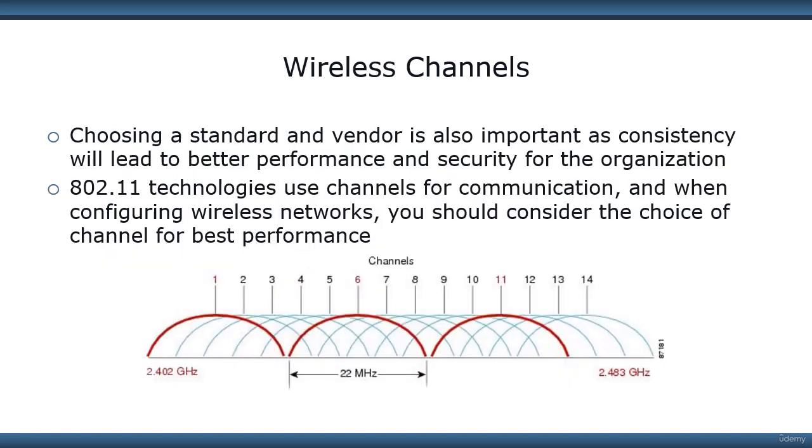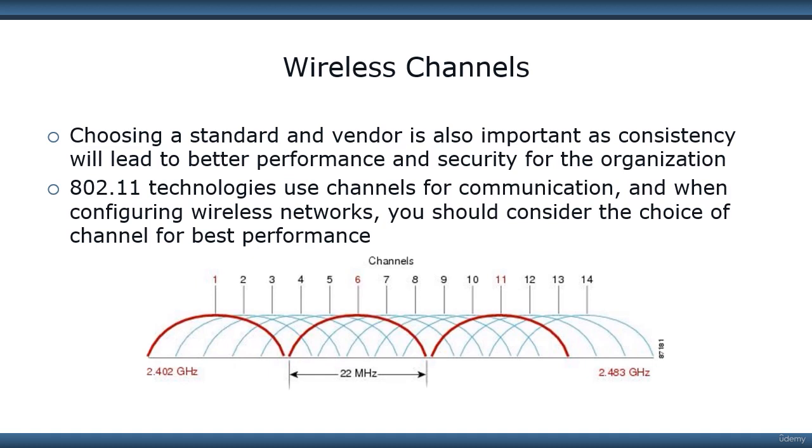Wireless channels is another choice. Within the 2.4 and the 5 gigahertz frequency ranges, we have multiple channels. 802.11b and 2.4 gigahertz really only has 3 non-overlapping channels. Those are labeled in red here. 1, 6, and 11 are those channels.